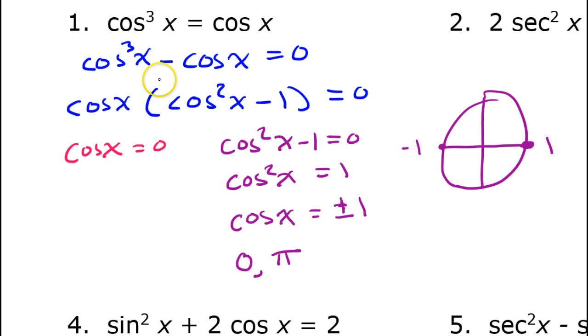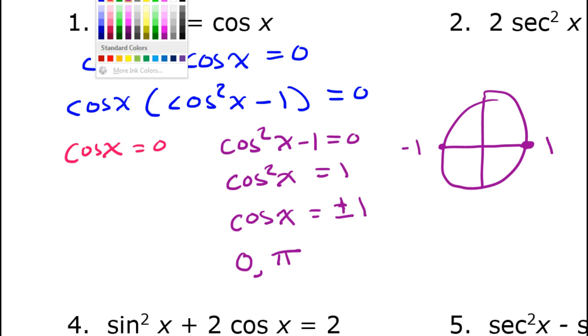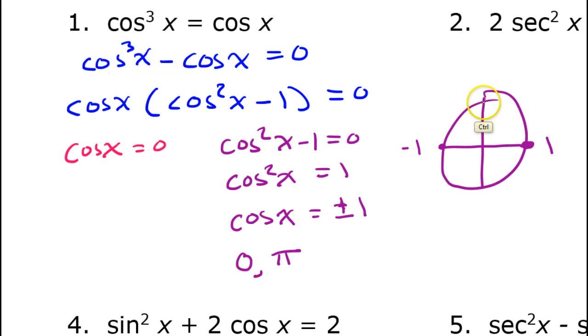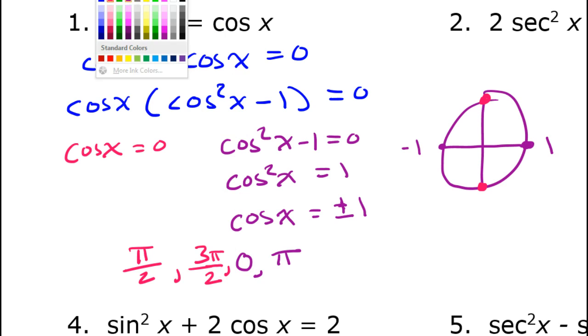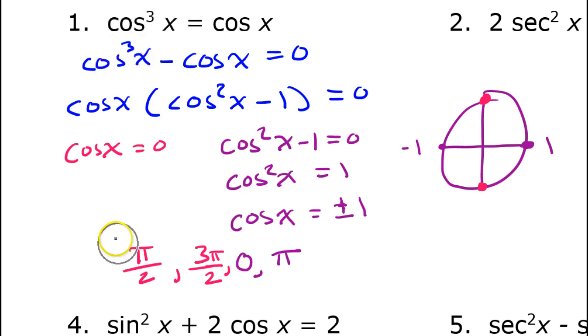Now, where is cosine equal to 0? Well, x values will be 0 right on the y-axis. So that will be here and here. So that is going to be pi over 2 and 3 pi over 2. And there you go. So these should be the 4 answers to problem number 1.